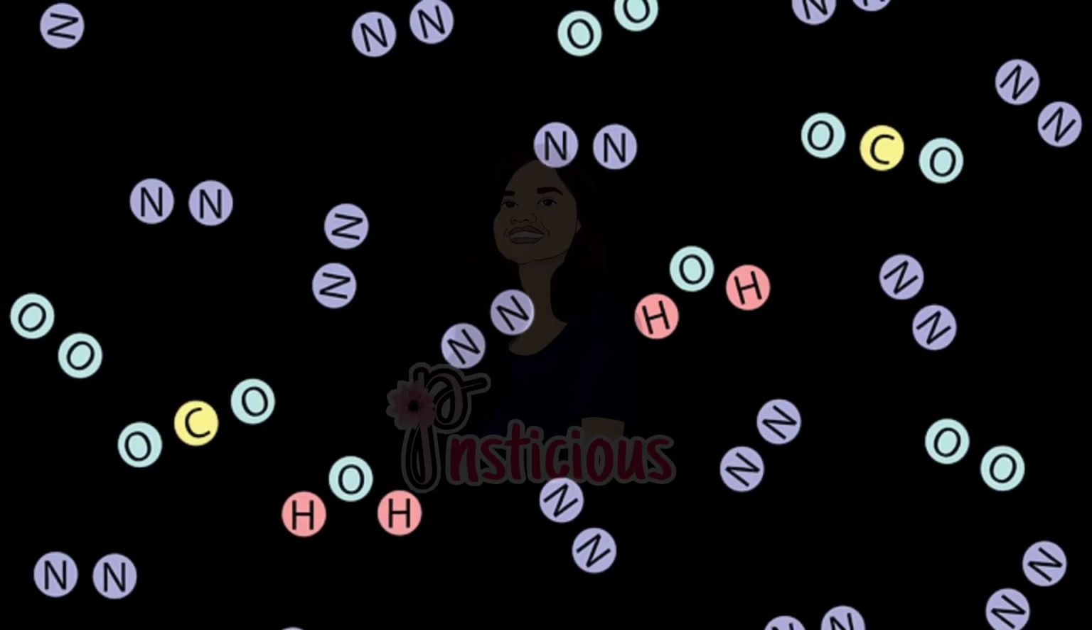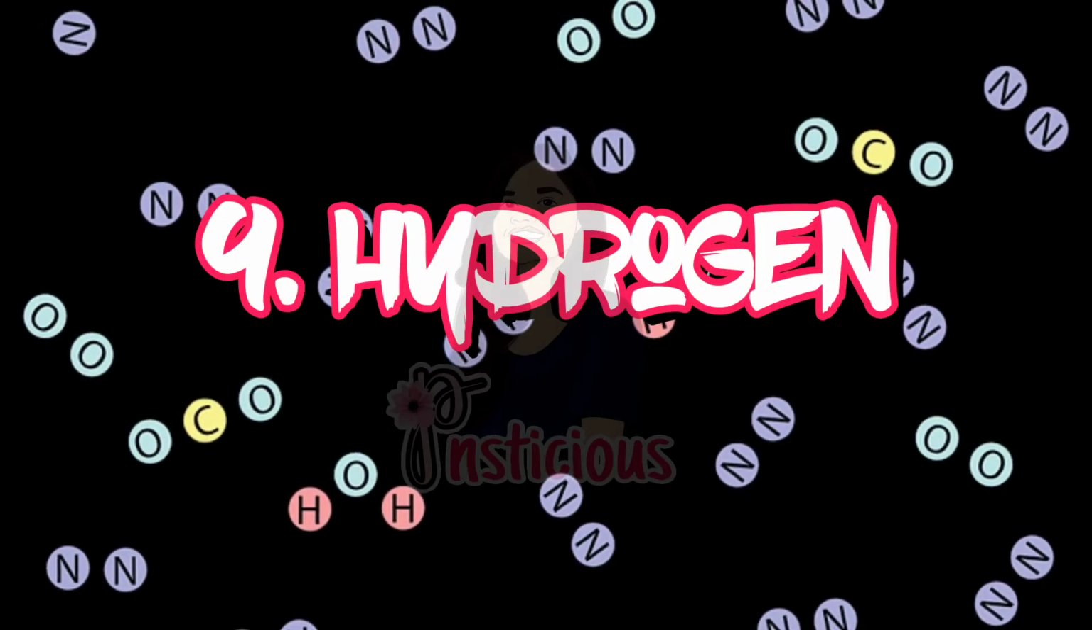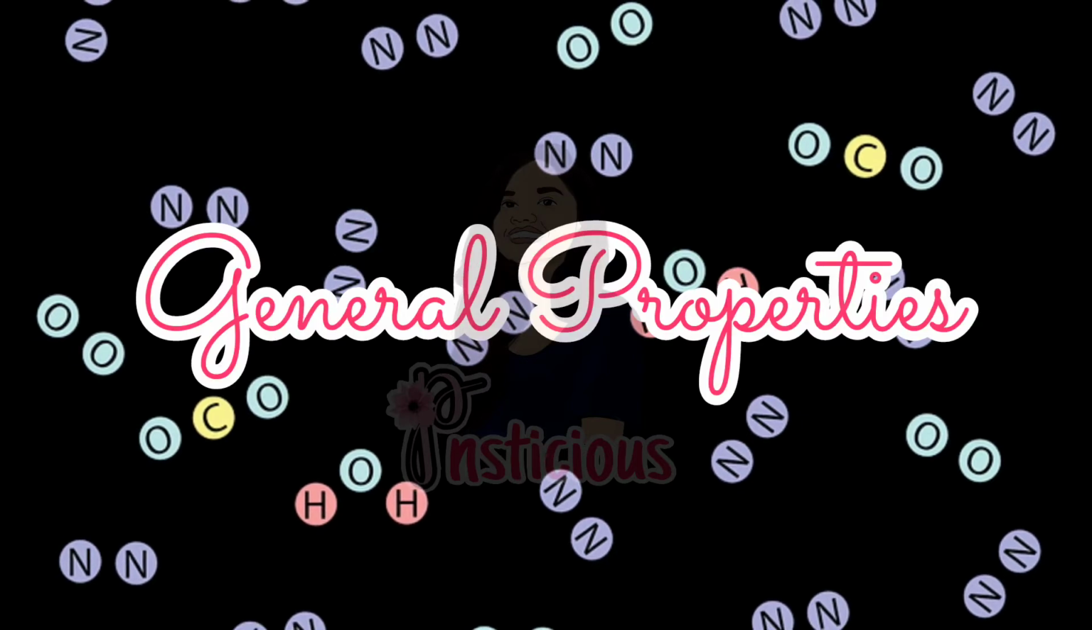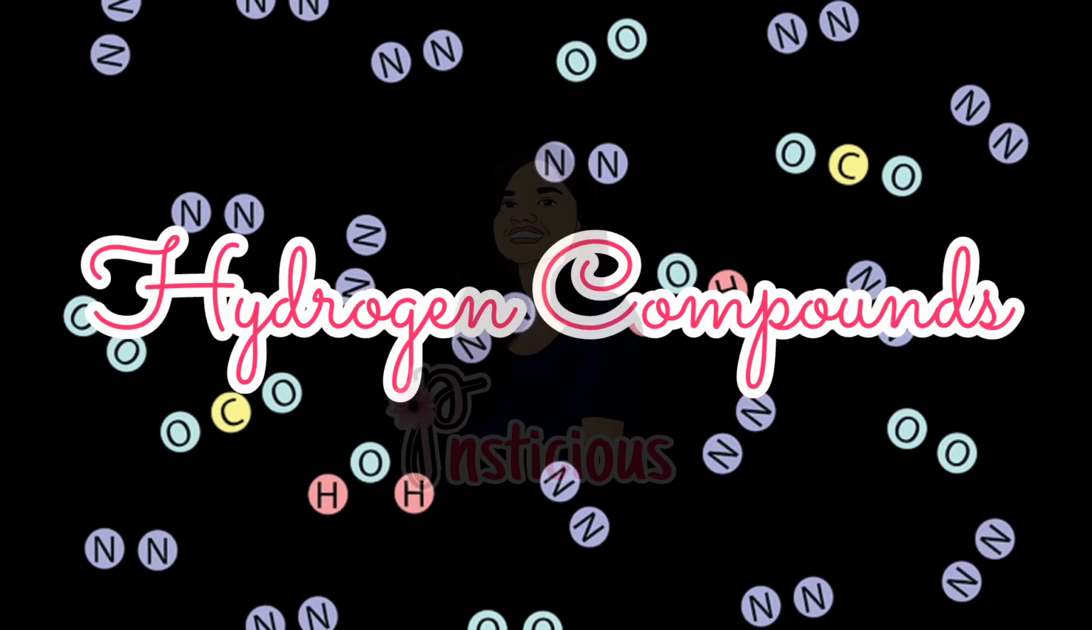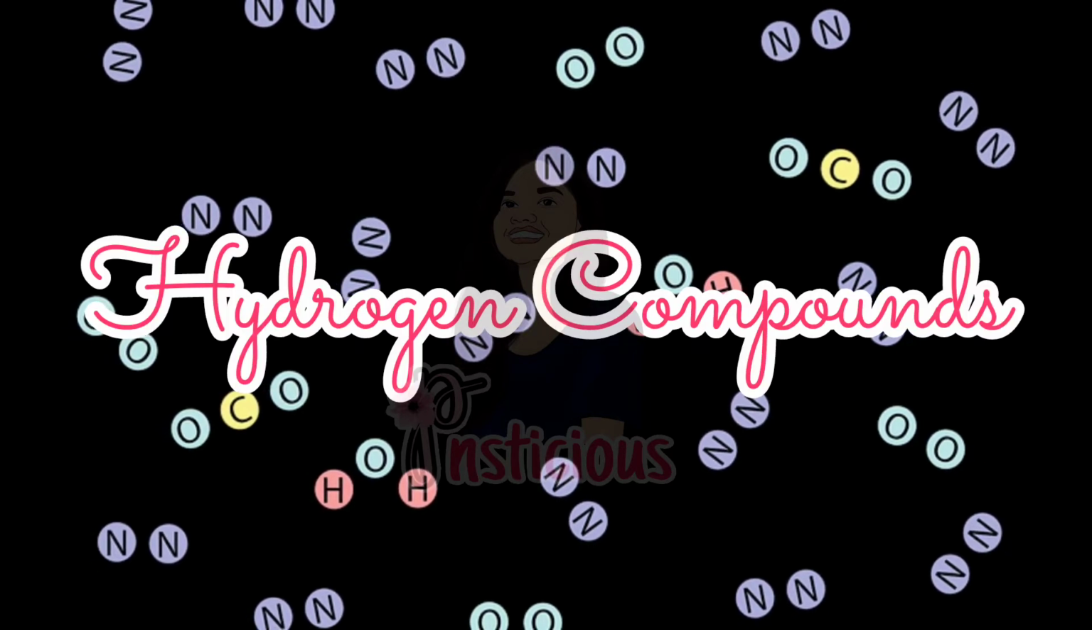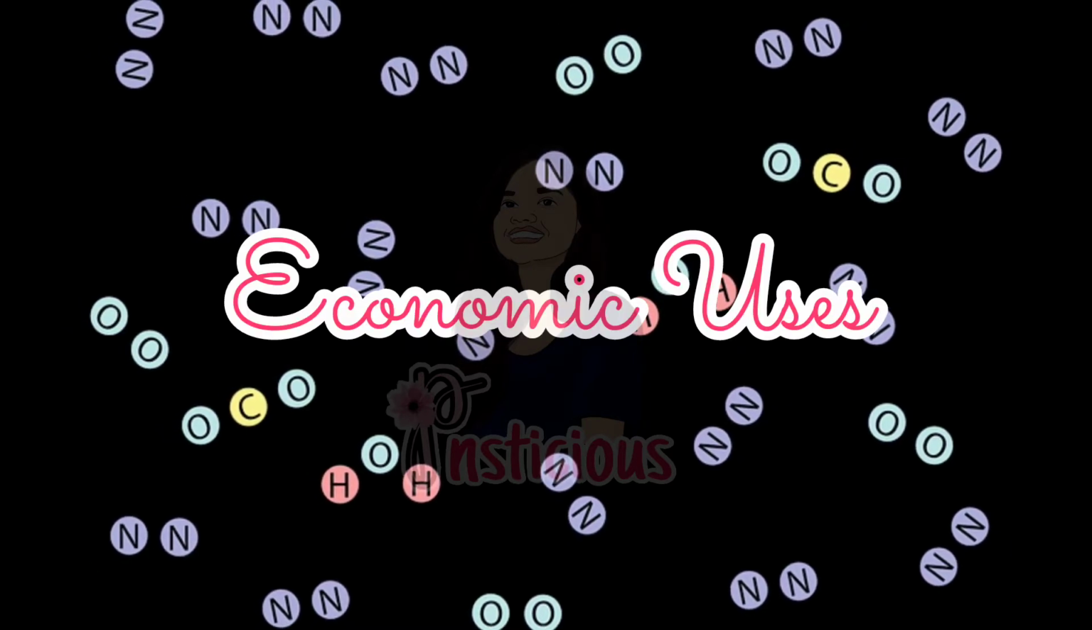The next unit, which is chapter number 9, Hydrogen. This chapter describes the general properties of hydrogen, how it is prepared and the different compounds of hydrogen like H2O2, its effect and the economic uses.